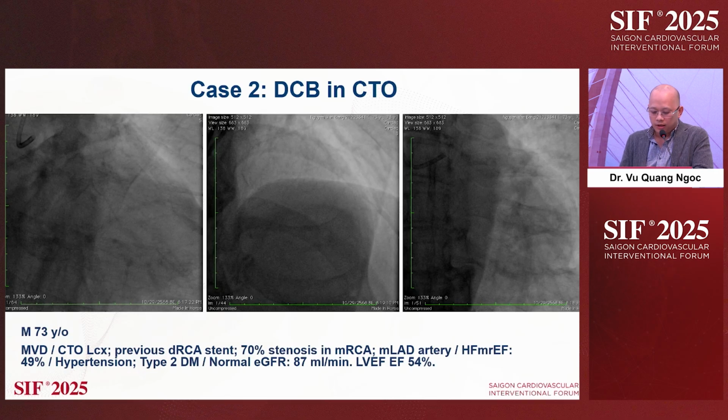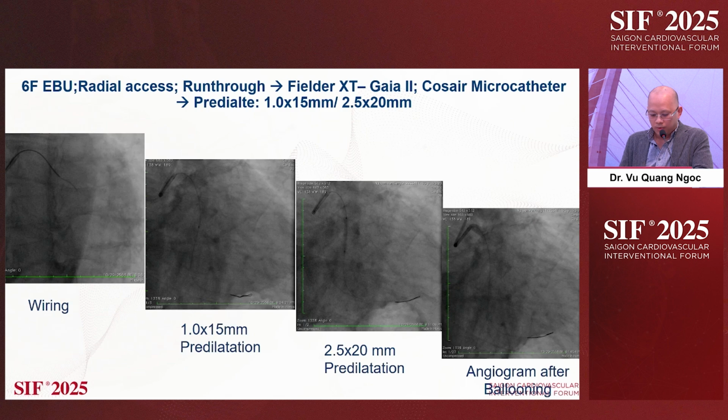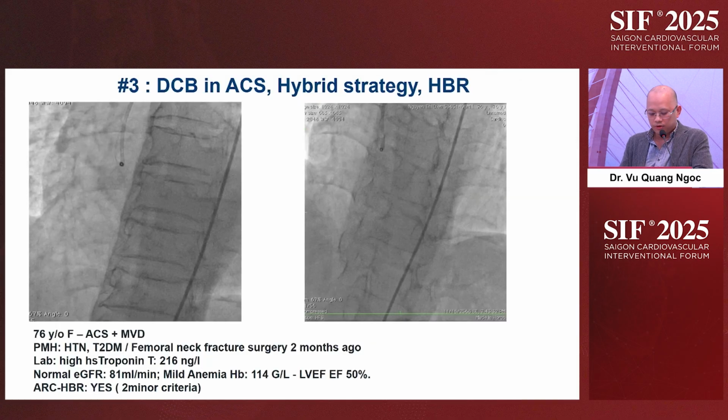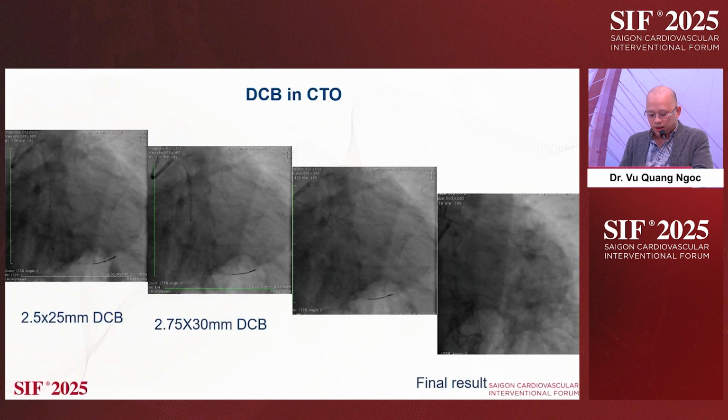The next case is DCB for a CTO, in the circumflex. It was quite a diffuse lesion, and we used a Gaia wire to pass the lesion and pre-dilated with a small balloon, 2.5. Later, on the angio, we did two DCB balloons from the proximal to the distal circumflex, and we achieved good flow without stenting.